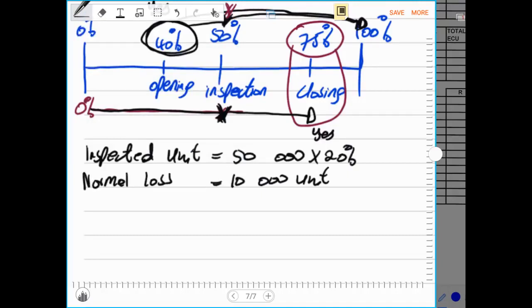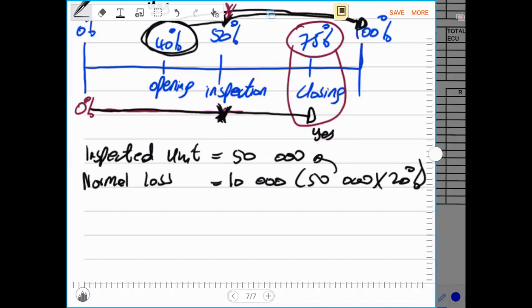Meaning our normal loss, I always do this on the same line, which is not supposed to be. Our normal loss is 10,000 units. Those are the inspected units, 10,000 units, which is 50,000 units times 20%. The 50,000 is the one that comes from there.